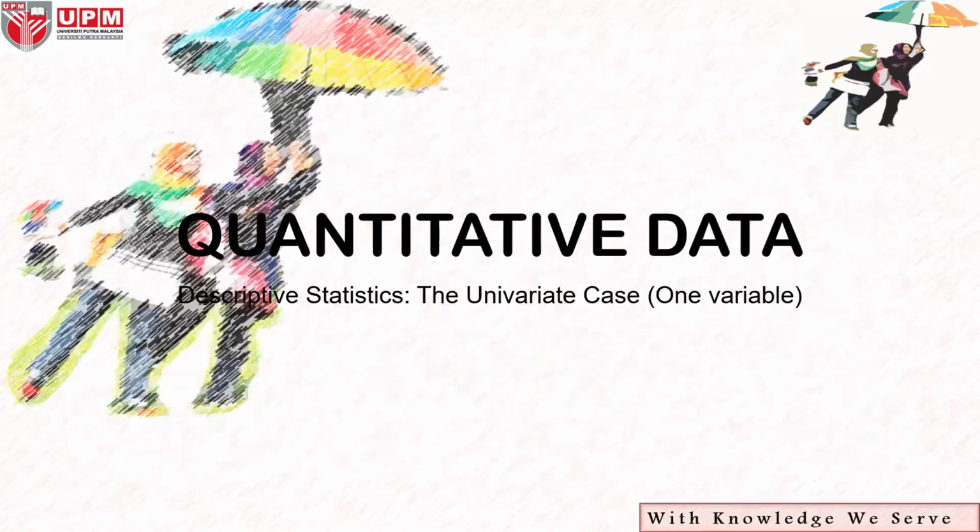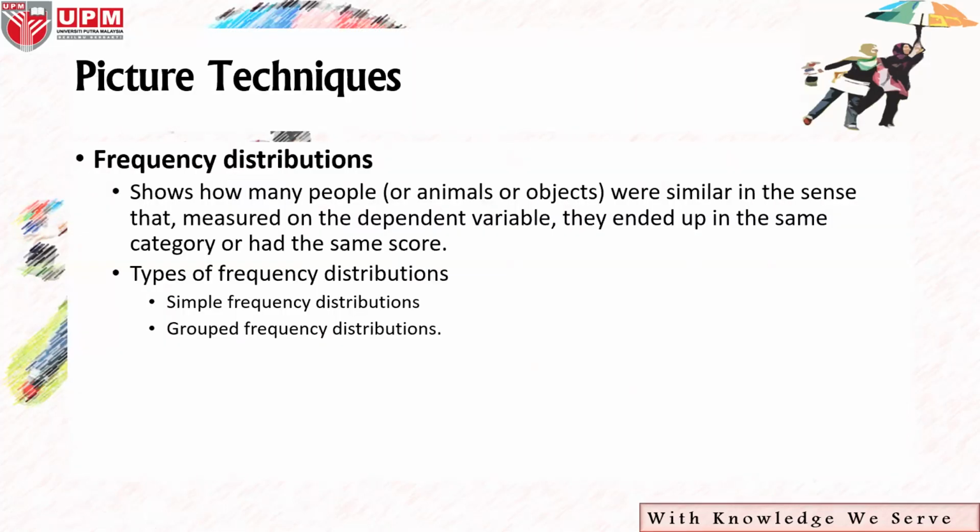Okay, for quantitative data, descriptive statistics, so the univariate case, which is one variable. Okay, for example, we can use picture techniques. For example, we use the frequency distribution, in which we are going to show how many people or animals or objects were similar in the sense that measured on the dependent variable, they end up in the same category or had the same score. So types of frequency distributions include simple frequency distribution or group frequency distribution.